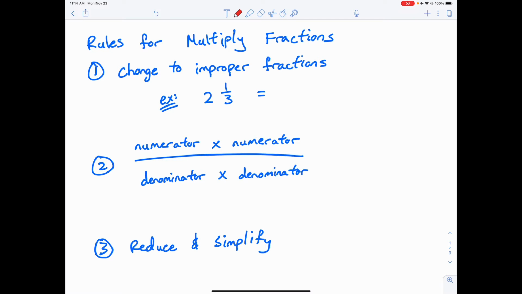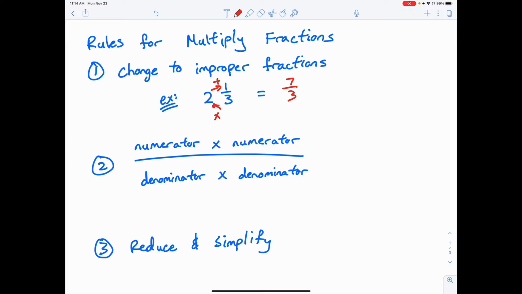Number one, change all mixed fractions into improper fractions. Just as a reminder, we're going to do an example just to make sure you remember the steps. We have 2 1/3, so we're going to change that into an improper fraction. Again, we do that by first multiplying and then adding. So 3 times 2 gives us 6, add the 1 gives us 7. So we get 7 over 3.